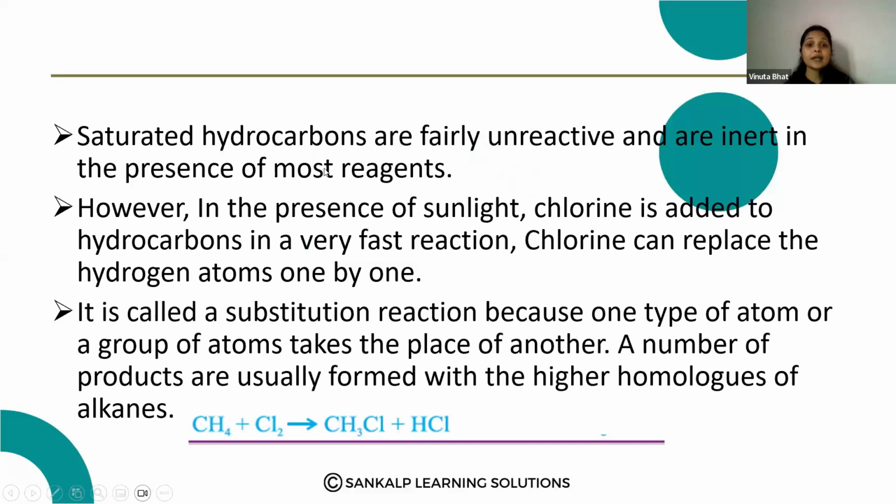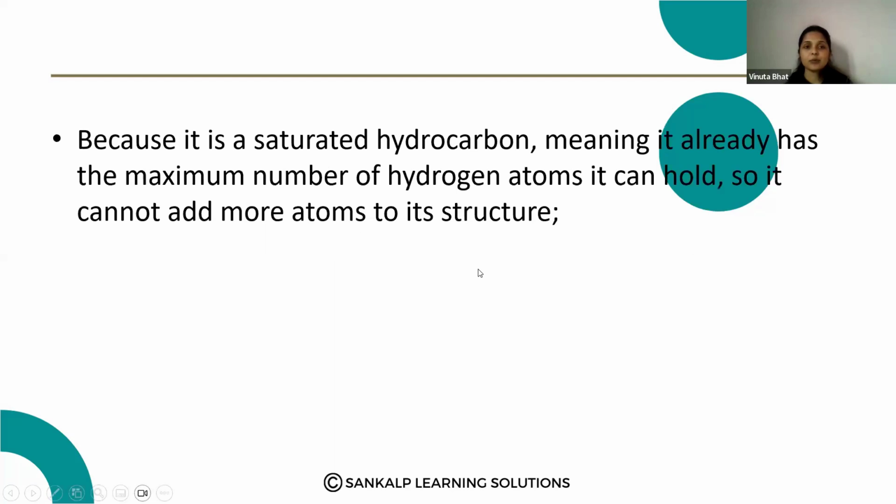Next, saturated hydrocarbons are fairly unreactive and are inert in the presence of most reagents. However, in the presence of sunlight, chlorine is added to the hydrocarbons. In a very fast reaction, chlorine can replace the hydrogen atoms one by one. This is called a substitution reaction. The first one is the addition reaction and this is the substitution reaction, because one type of atom or group of atoms takes the place of another. A number of products are usually formed with the higher homologous alkanes. So this is the example. These reactions are all very important.